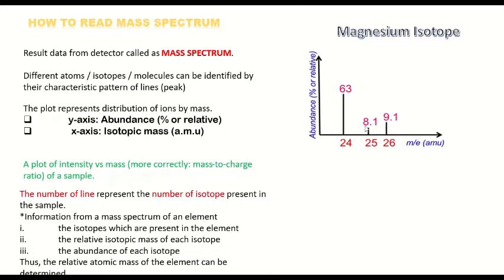Okay, kalau ada 3 line, it mean ada 3 jenis isotop. Okay, kalau ada 2 line, maksudnya 2 lah isotop dia. Kalau ada 4 line, 4 lah dia punya isotop.